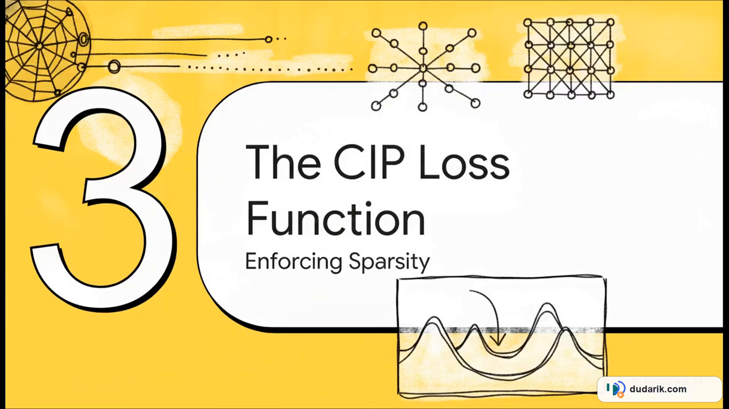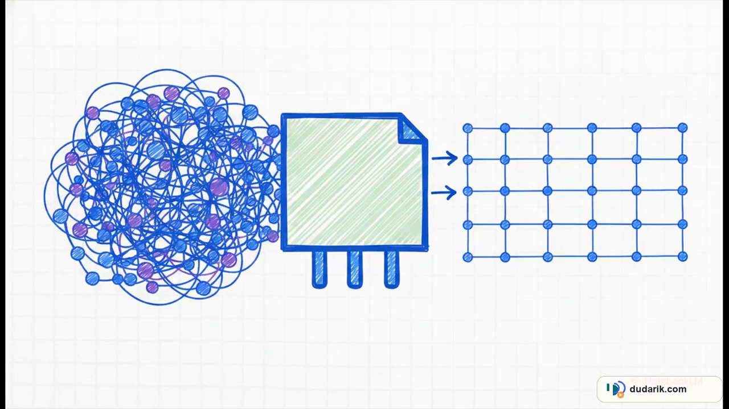All right, Section 3, the complex interaction penalty. Let's talk about enforcing that sparsity. If sparsification is the secret sauce, how do we actually guarantee it happens? Well, the paper introduces a brilliant new tool called the complex interaction penalty, or CIP.